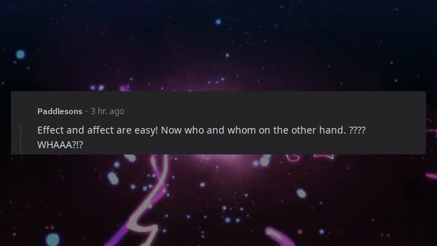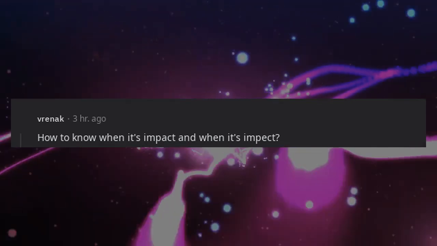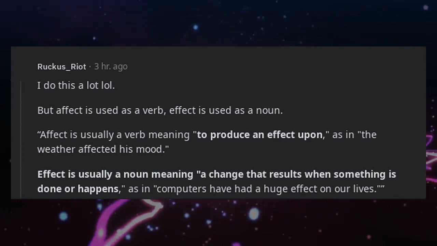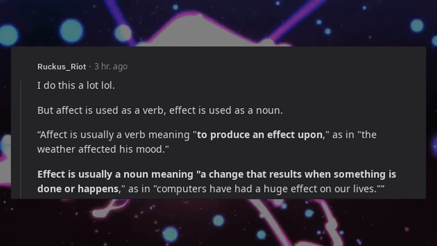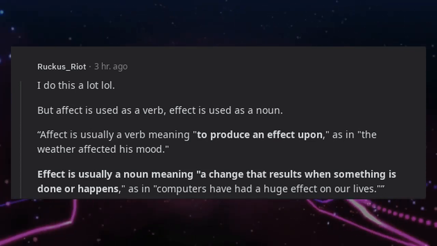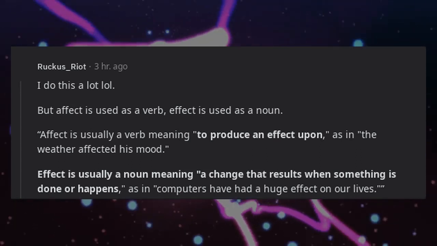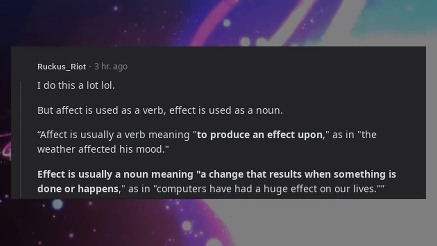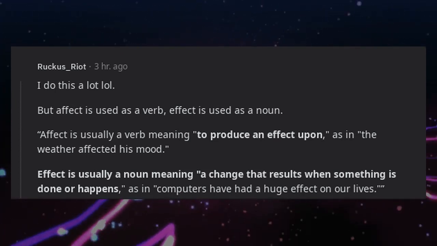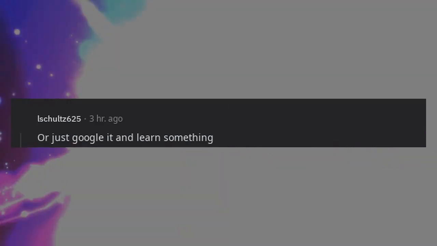Whaaa? How to know when it's affect and when it's effect. I do this a lot, lol. But affect is used as a verb. Effect is used as a noun. Affect is usually a verb meaning to produce an effect upon, as in, the weather affected his mood. Effect is usually a noun meaning a change that results when something is done or happens, as in, computers have had a huge effect on our lives. Or just Google it and learn something.